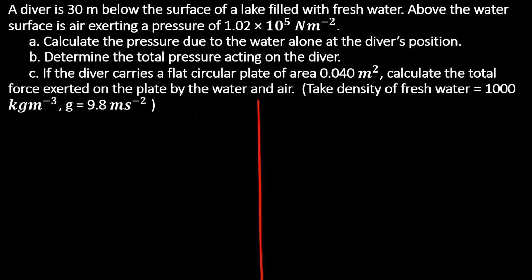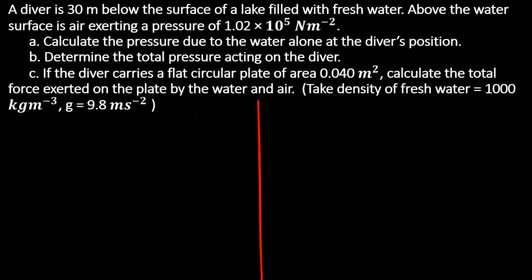A diver is 30 meters below the surface of a lake filled with fresh water. Above the water surface is air exerting a pressure of 1.02 times 10 to the power 5 Newton per meter squared. A. Calculate the pressure due to the water alone at the diver's position.